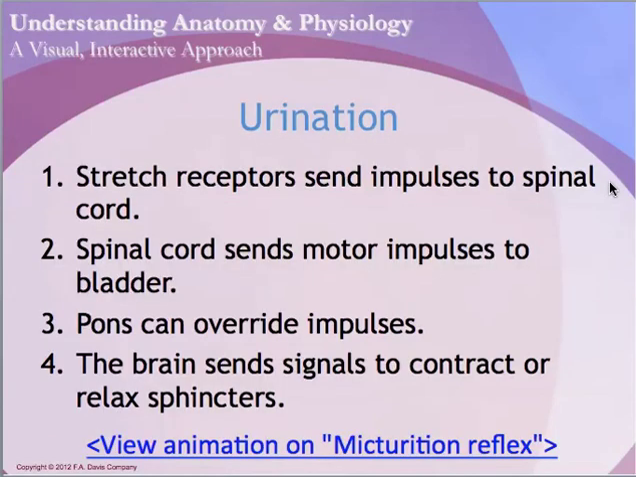So how does urination actually occur? When the bladder starts to get full, it sends impulses to the spinal cord. Usually about 200 to 400 milliliters of urine sends this impulse. The spinal cord sends a signal back that allows the internal sphincter to relax. And voiding will occur involuntarily unless the brain overrides the impulse.